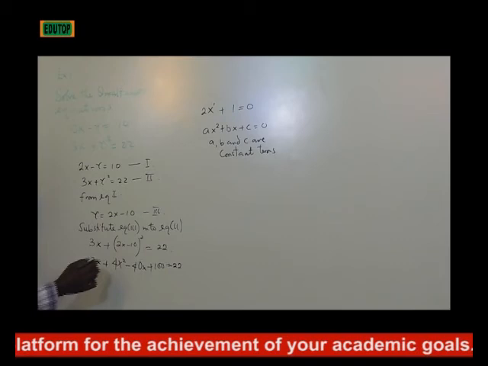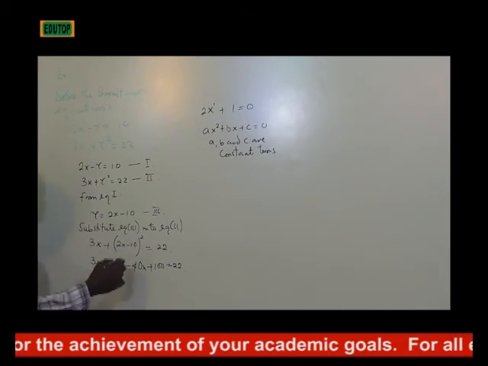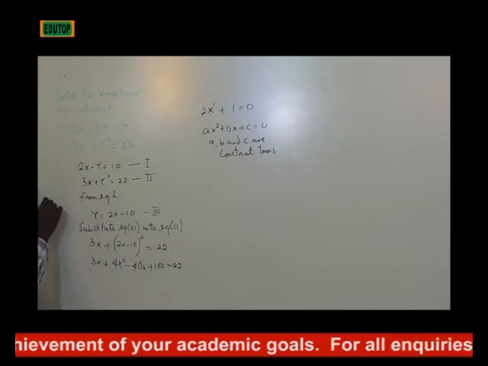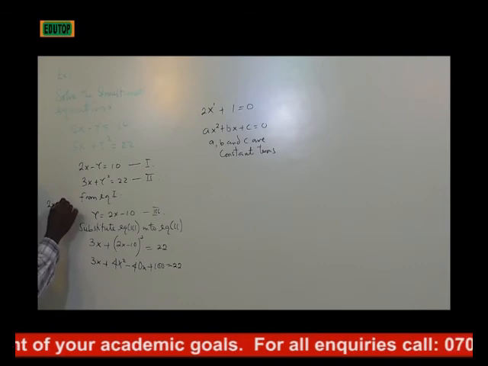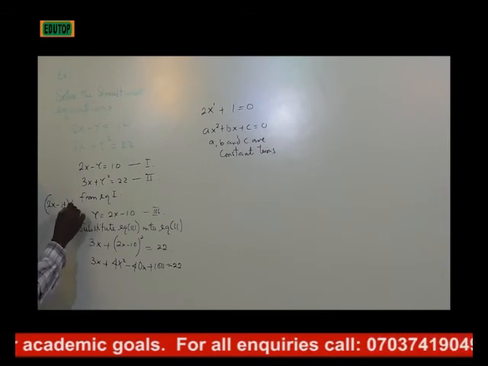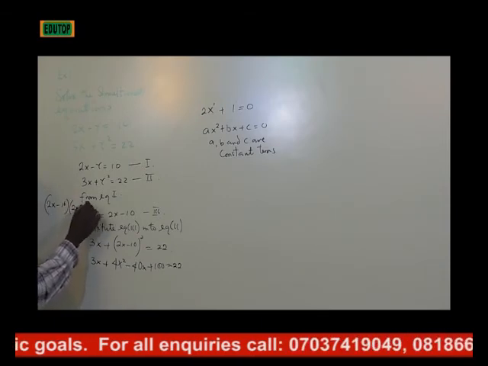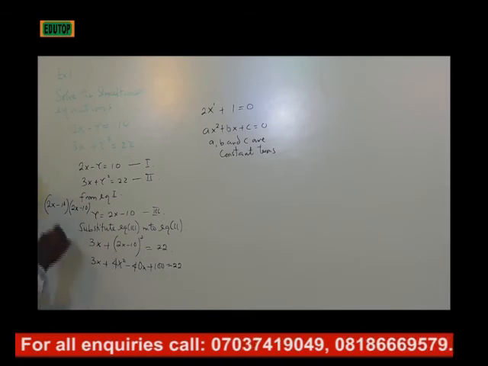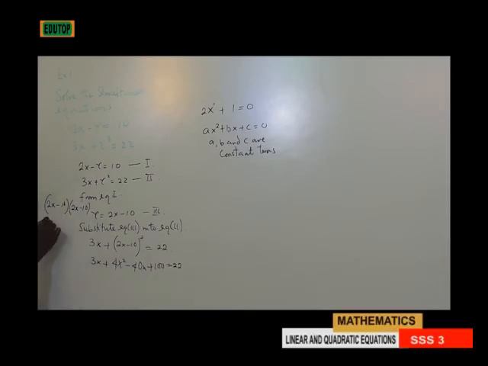If you don't know how to expand using this method, you can expand this directly, but it is going to be rigorous and time consuming. That is why I expand it this way. If I expand this, this times this is 4x squared. This times this, minus 20x. This times this, minus 20x. This times this, plus 100. And that will be 4x squared minus 40x plus 100. And that is not different from what I got.